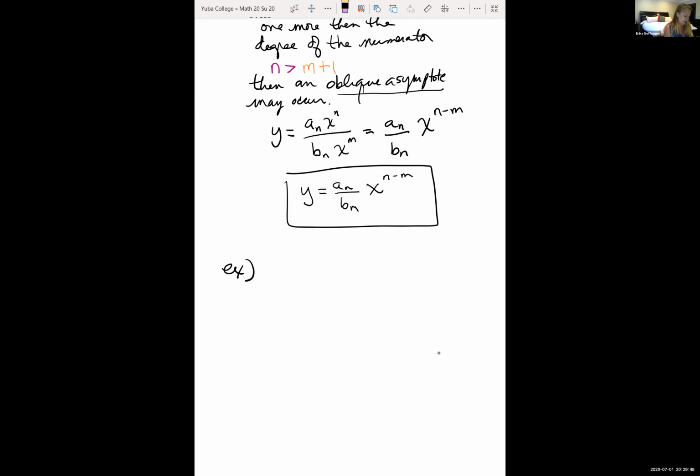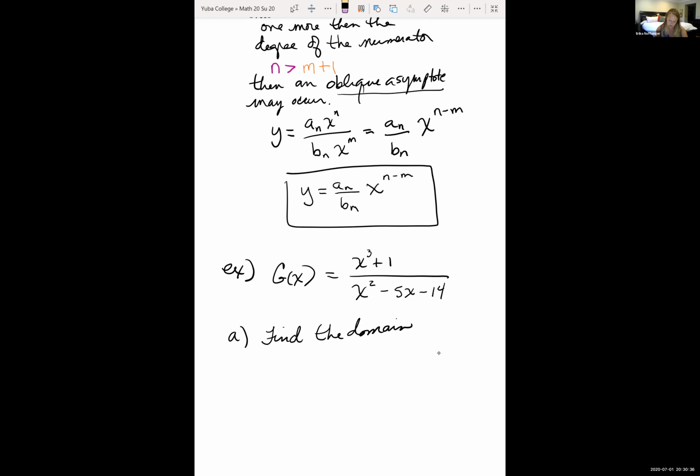Okay, so let's look at the following. Let's say you had g of x equal to x cubed plus 1 all over x squared minus 5x minus 14. Let's say part A says find any vertical asymptotes that exist. Or actually, let's find the domain, which will help us find those vertical asymptotes.